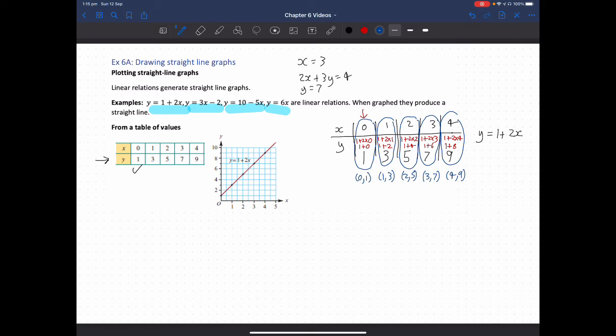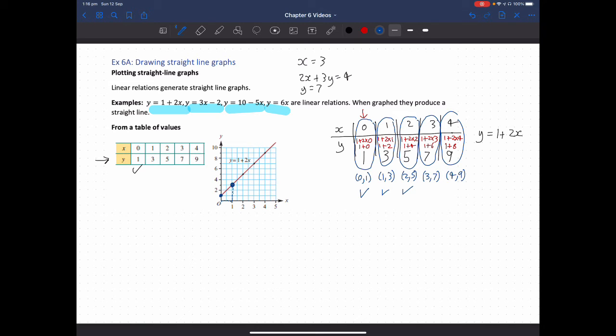So we now have those points. What we're going to do is plot those points. You can see they are already plotted on the graph we're given, but I'm going to show you where the points come from anyway. The first point, 0, 1. So we go across 0, up 1. The second point, 1, 3. We go across 1, up 3, and plot our point.